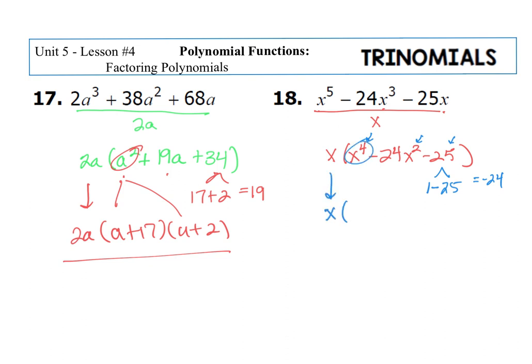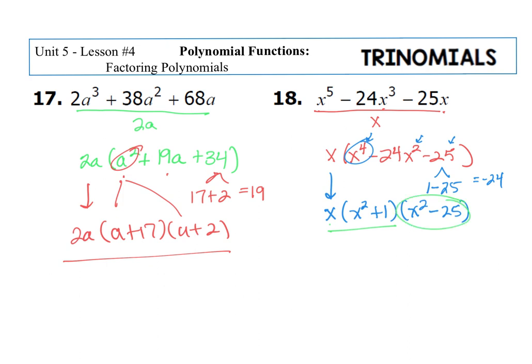And because this is an x to the 4th power, when we break it apart, we're putting x squared first in each of the parentheses. So x squared plus 1, x squared minus 25. Now because I still have my x squareds in the parentheses, okay, these two are done. You can't factor an x anymore. X squared plus 1, because there's a plus sign in the middle, we cannot factor anymore.